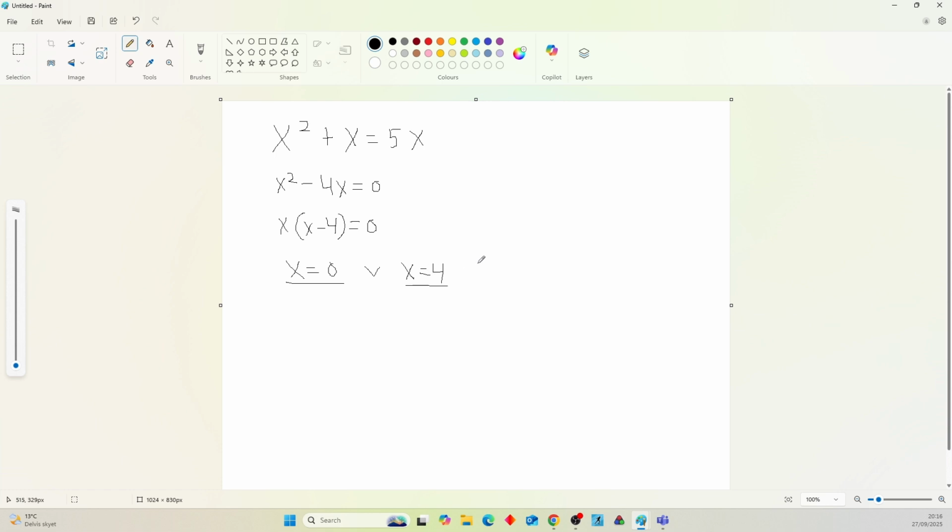So simply, never cheat by just dividing by x when you have an equation like this one. Never. Because that's only one part of the solution.